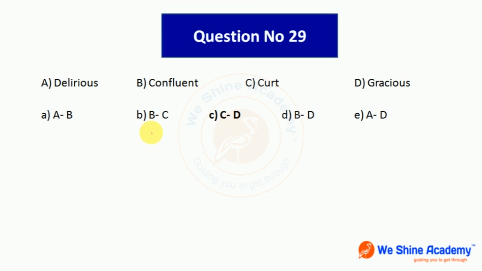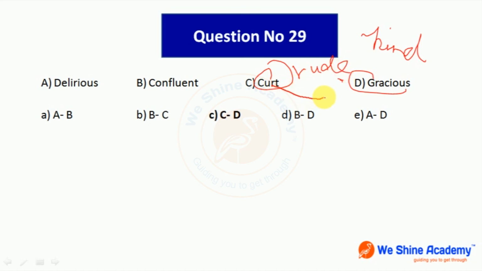Question 29. Delirious, confluent, curt, gracious. What do you mean by gracious? Gracious is kind. Curt is rude. These two words are completely opposite in meaning. Answer is option C, C to D.